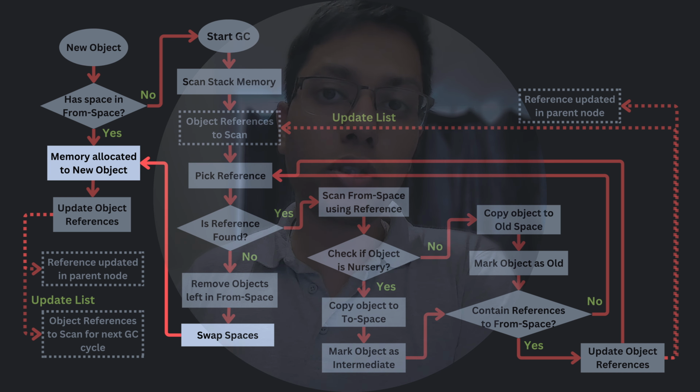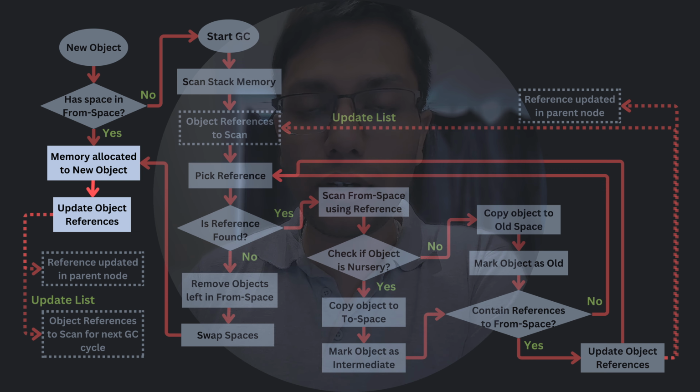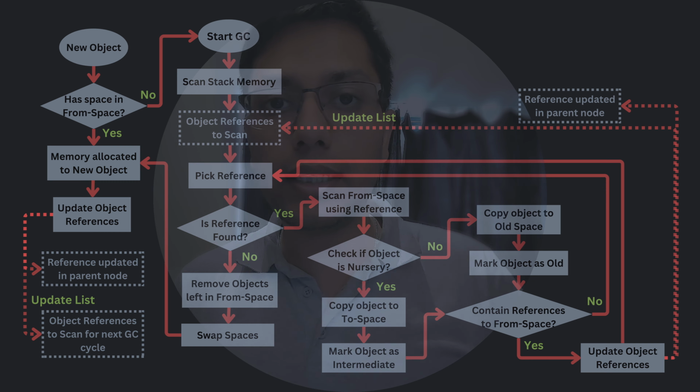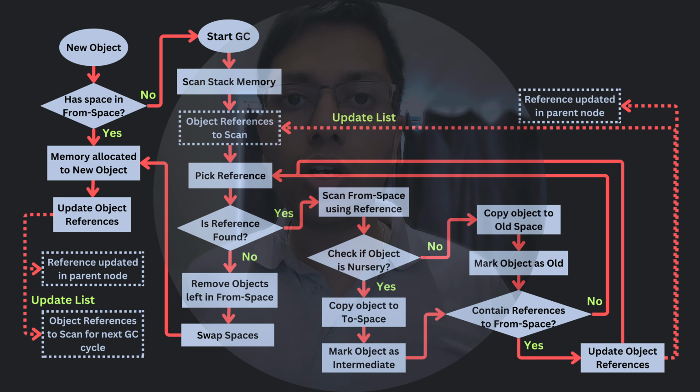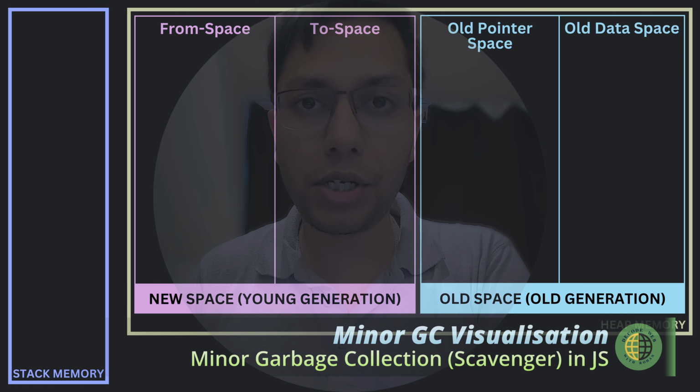Then our main process resumes, which means that memory is allocated to the pending object and its corresponding reference is updated in the stack or in the parent node. This is the entire process of scavenger, also known as minor garbage collector. Let's visualize the scavenger process using an animation.